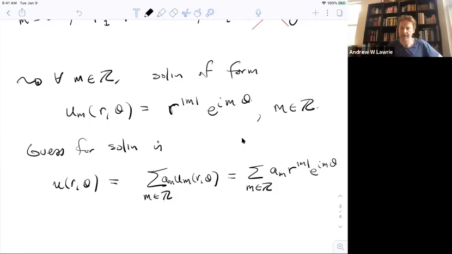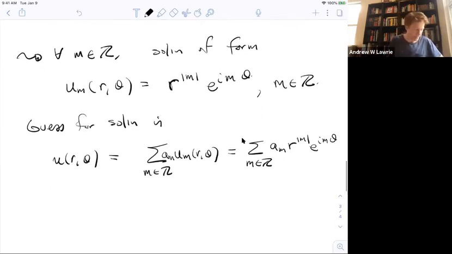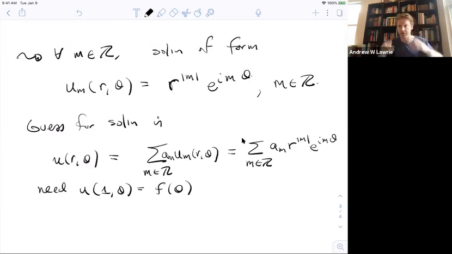So our guess is that solutions might look like such infinite series, if we can make sense of them, and which we now bring in the initial data. So we need u of 1, theta to be equal to f of theta, which is given to us. It's our initial distribution of heat along the boundary of the unit disk, say. This is something that's handed to us.